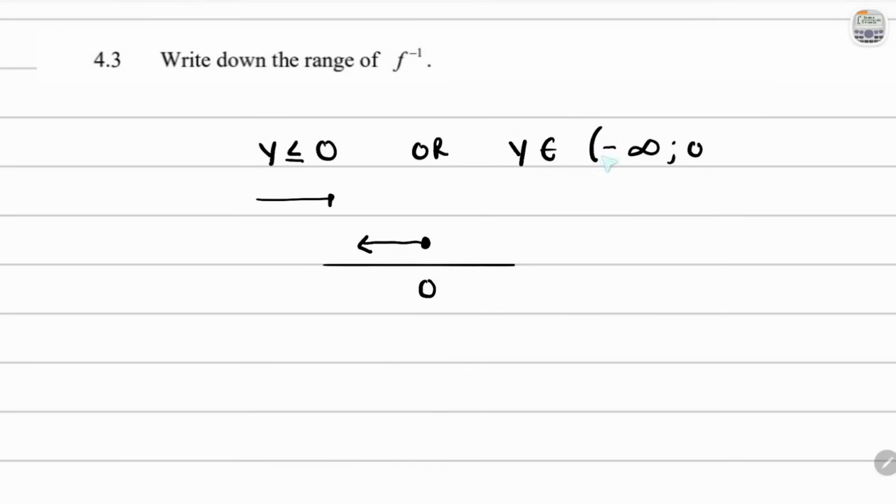And then we'll use a round bracket for infinity because it's not a fixed value, and a square bracket for 0 because it is an included value in this equation. Y has to be less than or equal to 0. And that will be our answer. You can either leave it like this or like this, and it's perfectly fine.